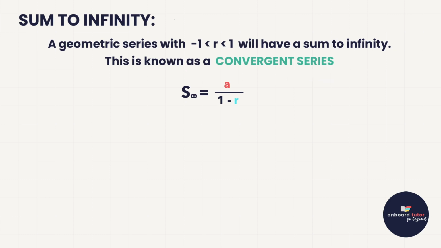Okay, so they often like to ask us two things. They say, for which values will the series converge? And then we need to apply this knowledge here when the common ratio is between -1 and 1. Or they'll simply ask us, what is the sum to infinity? And then we can use this formula here. So it's just a, our first term, divided by 1 minus that common ratio. Let's try this in an example.